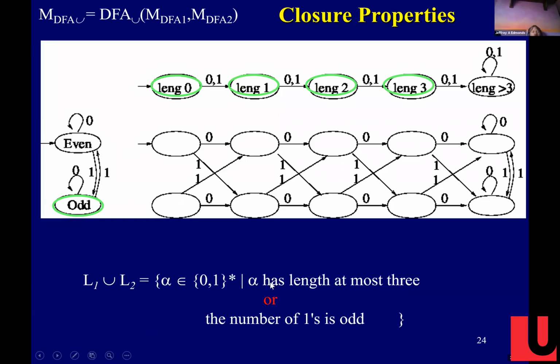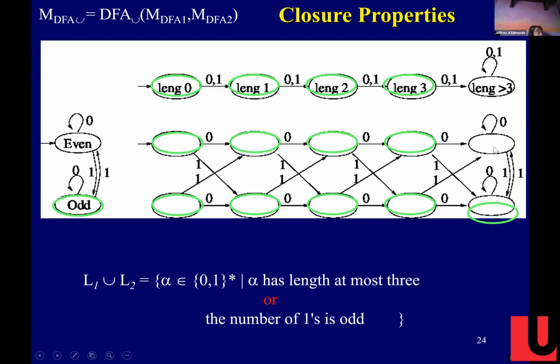Well, now we're going to accept if it has at most length 3 or the number of ones is odd. So now we're going to accept if it's in the one language or it's in the other language. So we accept if this is true or this is true. Which ones is that? Look at all of these guys here: this is true or this is true, right? In fact, the only one we don't accept, right?